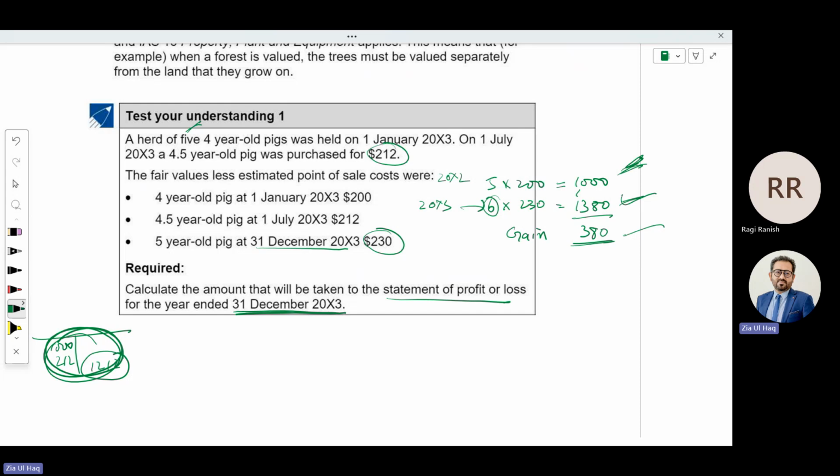My question is, the difference between 230 and 212, the 18, we don't record that as gain? No. That is automatically adjusted in there. Because we need to compare the previous fair value and the current fair value of the biological asset. And any addition, any subtraction, we have counted here.